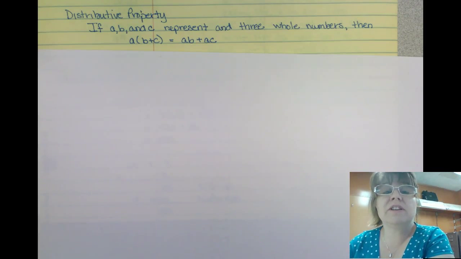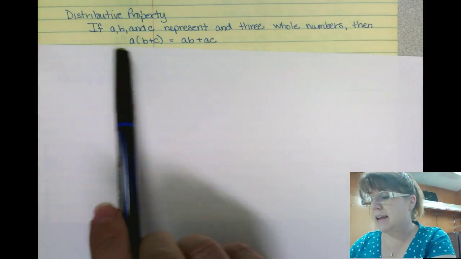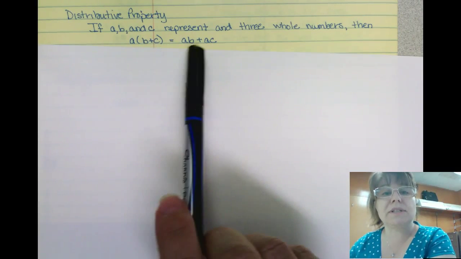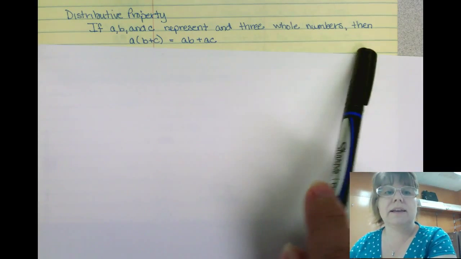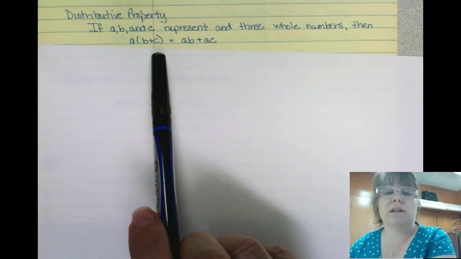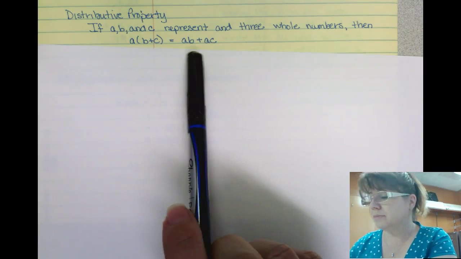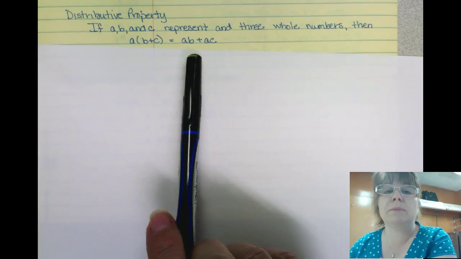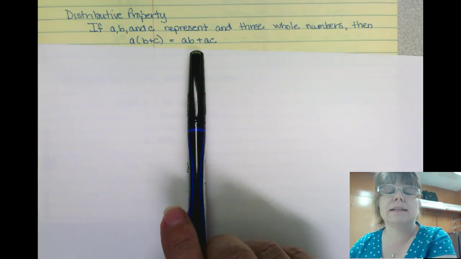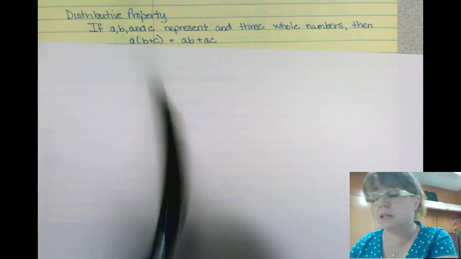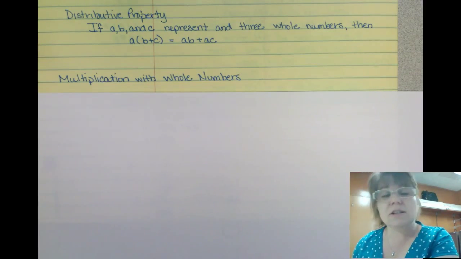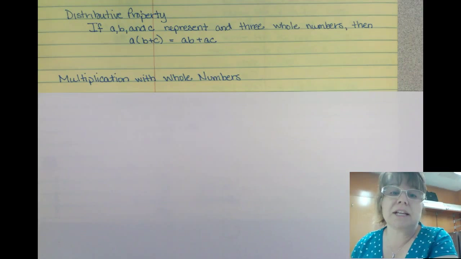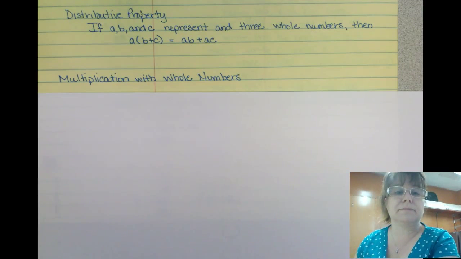Formally, the distributive property is if A and B and C represent 3 whole numbers, then A times the quantity B plus C equals AB plus AC. And remember, when we have letters next to each other, it means multiplication in between. So now let's start multiplication with whole numbers.